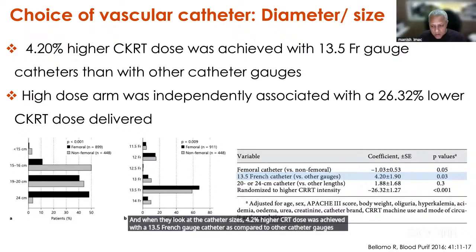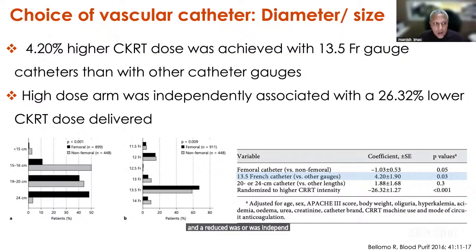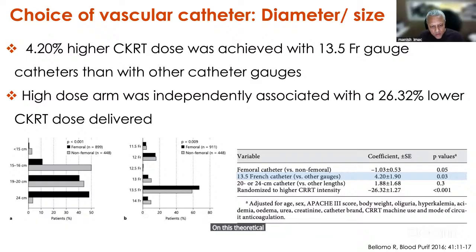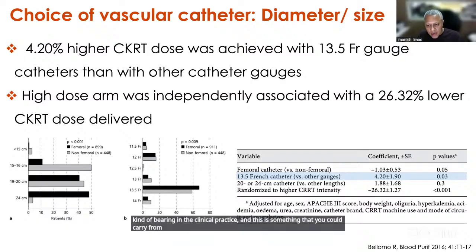And the high dose arm, like I indicated in the previous slide, was independently associated with a lower CRRT dose delivered. So all this theoretical talk of the size of the catheter actually does have a bearing on clinical practice, and this is something that you could carry from bench to bedside in terms of the choices of catheter that you make.